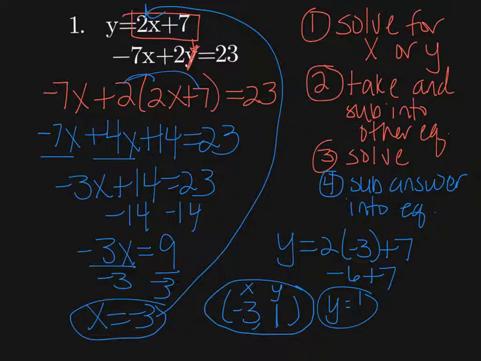So if we were to graph this, they would meet at negative 3, 1. They would meet right there if we were to graph these two equations.